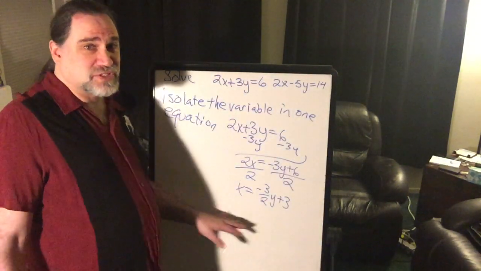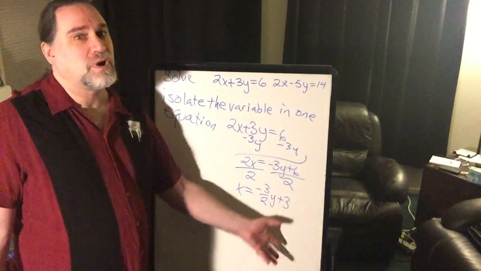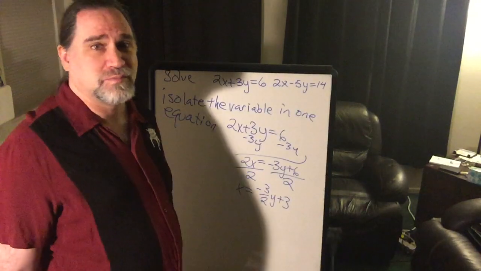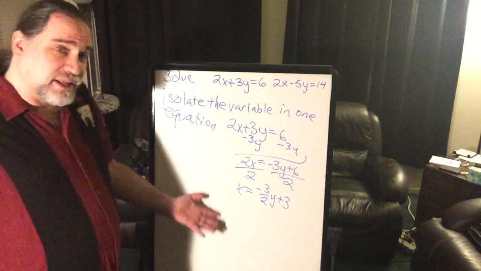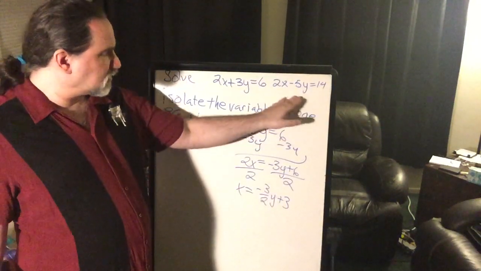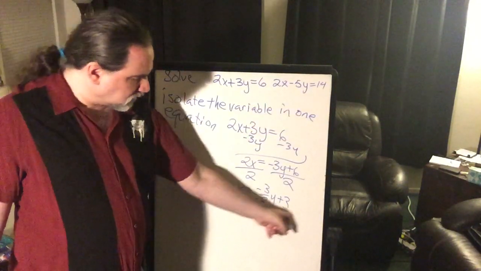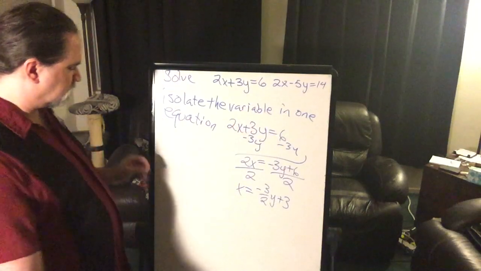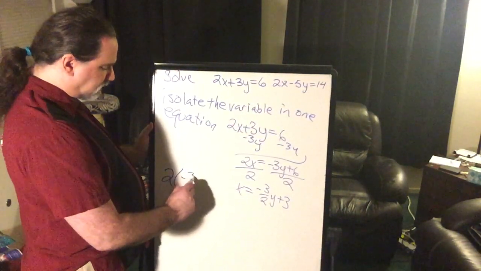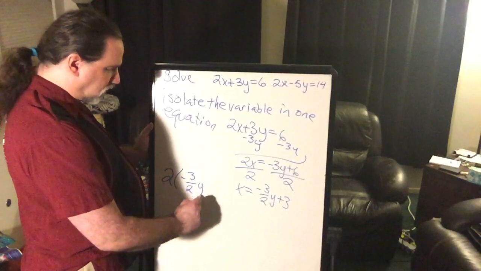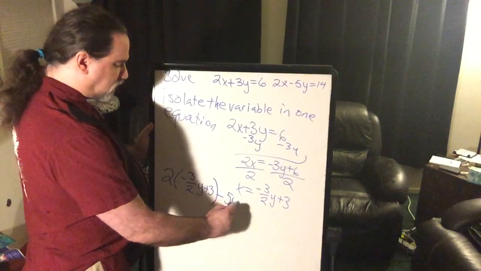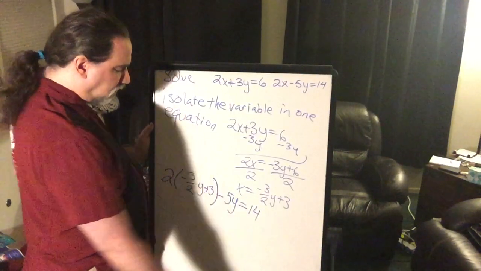This is not slope-intercept form because it's x equals y, not y equals mx plus b. This is not a form that we have a name for. But I've done it. I've isolated one of the variables. And now I can take this and replace this x with all of that in this equation. So let's do that. 2 times negative 3/2 y plus 3, minus 5y equals 14.